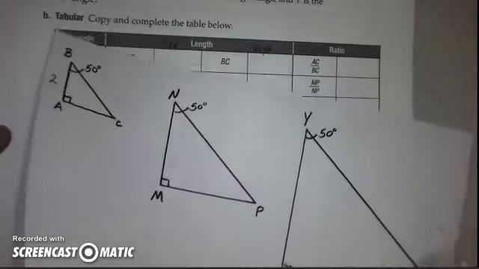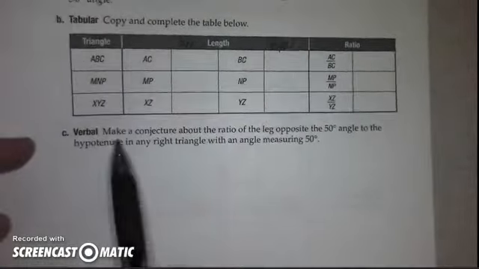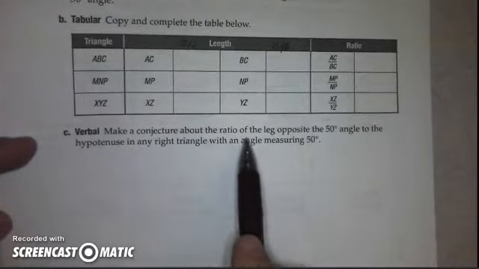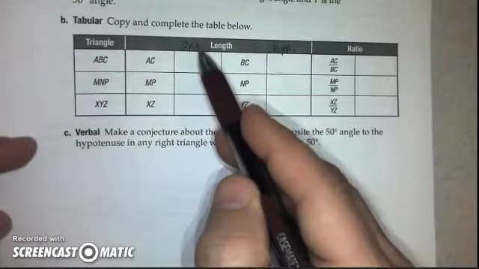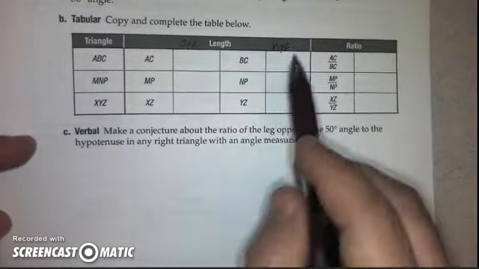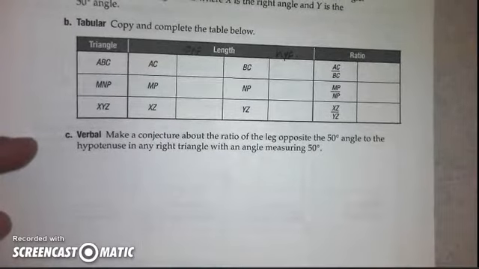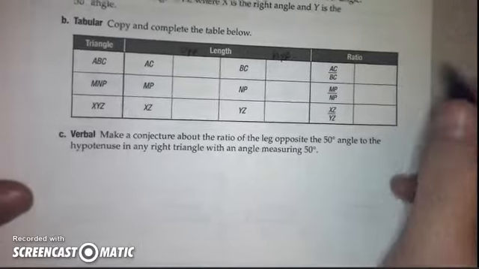That's why I've given you the half page. If you want to glue or tape this into your notes, you're welcome to. You don't have to once you're done with the chart. And then I want you to make a conjecture about the ratios of these legs that are opposite the angle marked 50 degrees compared to the hypotenuse of the triangles. I want you to make a conjecture about that. That means make some kind of conclusive statement.